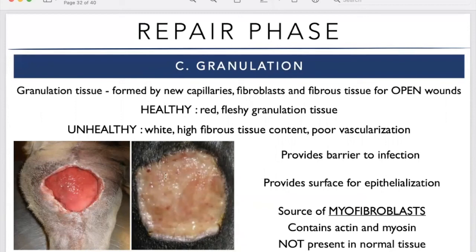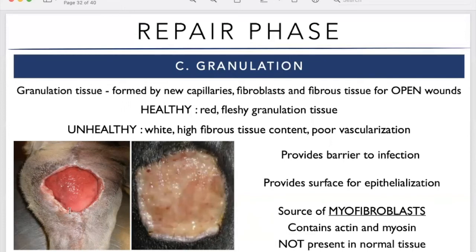Because this one is unhealthy. Why? It's white, meaning it's not vascularized. Okay, it has a poor vascularization. It has a high fibrous tissue content, but it's not healing properly. You cannot have high fibrous tissue content with no vascularization. We're not forming a cartilage here. We're forming flesh. We're forming skin, and that's no good, right?